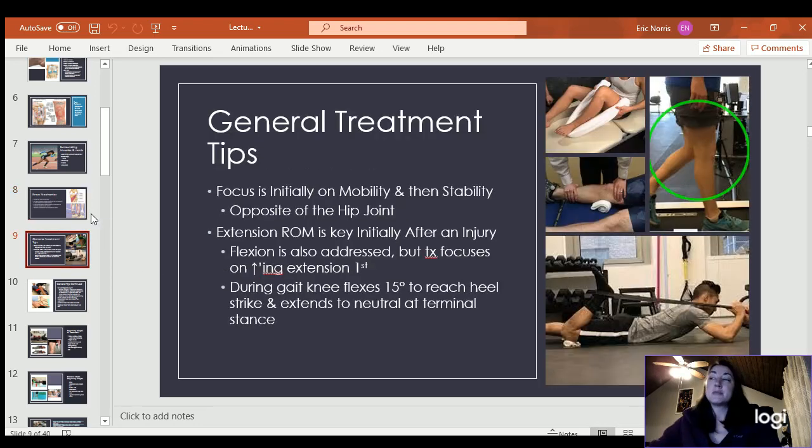All right, general treatment tips. Initially with the knee, we're doing kind of the opposite of what we've learned. Remember, we talk about proximal stability before distal mobility. Well, this is more of a distal joint than the hip or the shoulder like we've talked about before. So with the knee, the focus initially is mobility, and then we go for stability.